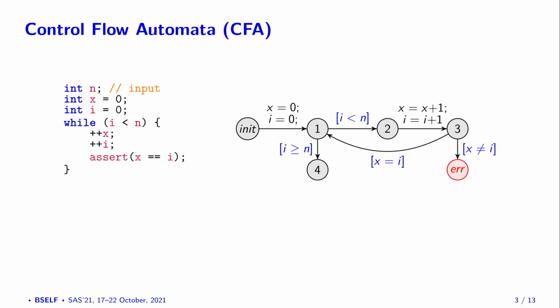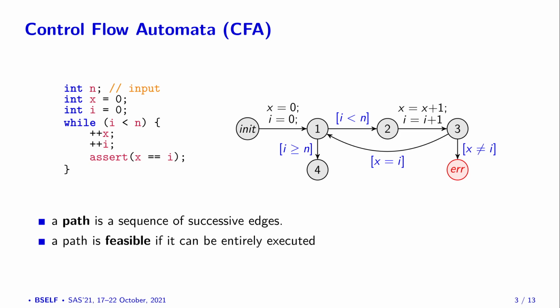Let me start with some preliminaries. We are going to represent programs as control flow automata. A path in a control flow automaton is a sequence of successive edges. We are concerned with the problem of the reachability of the error location, which is shown red in this picture. That is, we want to find out whether there exists a feasible path from init to the error location in a given control flow automaton.